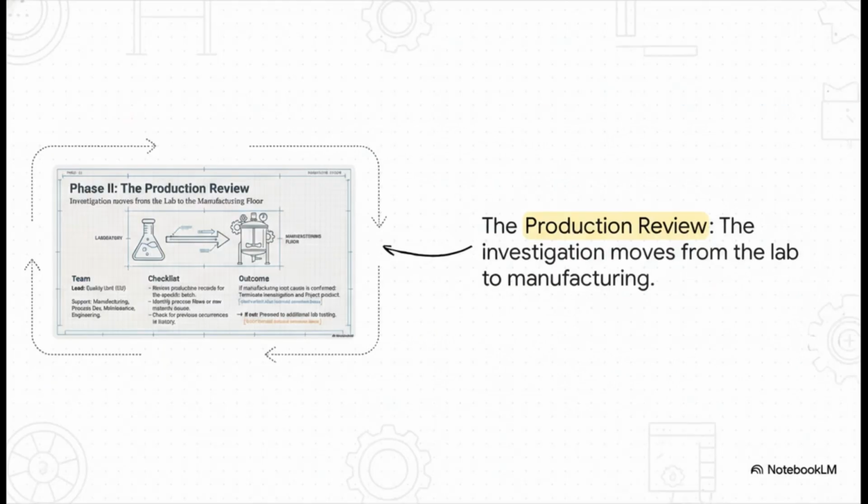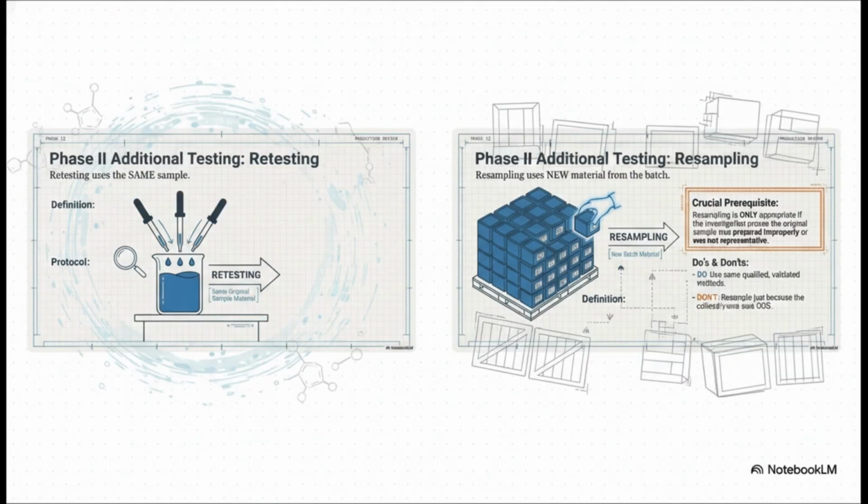Now the investigation moves from the lab out onto the manufacturing floor. The quality unit takes the lead here, assembling a team to go through production records and the entire manufacturing process with a fine-tooth comb. They're looking for any potential issue, any deviation that could explain that OOS result. Now, let's say that deep dive into production still doesn't reveal the root cause.